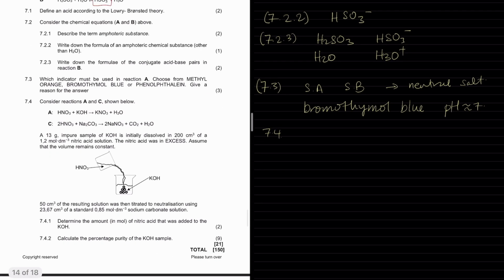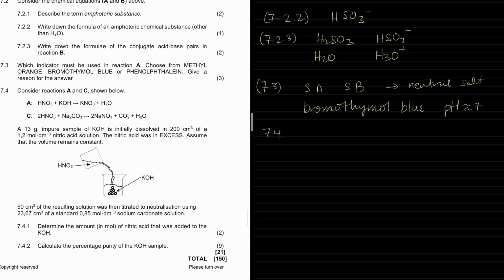7.4, consider the reactions A and C shown below. A 13-gram impure sample of KOH is initially dissolved in 200 cm cubed of a 1.2 mol per dm cubed nitric acid solution. Okay, the nitric acid was in excess. Assume that the volume remains constant. 50 cm cubed of the resulting solution was then titrated to neutralization using 23.67 cm cubed of a standard 0.85 mol per dm cubed sodium carbonate solution. So that's reaction C.